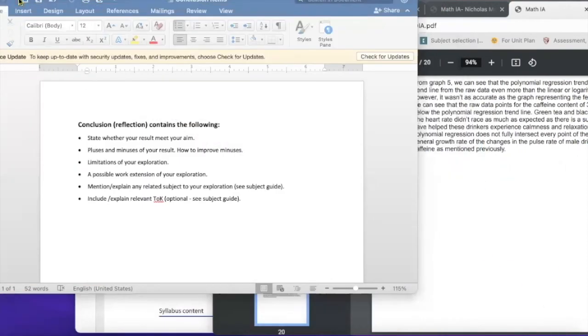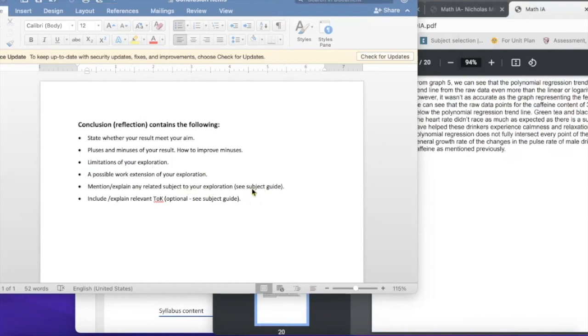But in short, you need to state whether your IA result or exploration result meets your aim. You need to include the pluses and minuses of your result, including that number of data that we just discussed, and how to improve. Limitation of your exploration, possible work extension. This actually can go in the very last paragraph of your conclusion, possible work extension. And please include any related subject to your exploration.